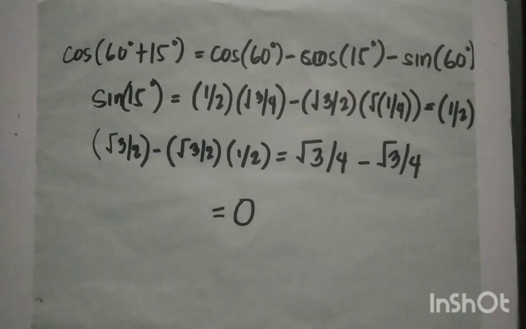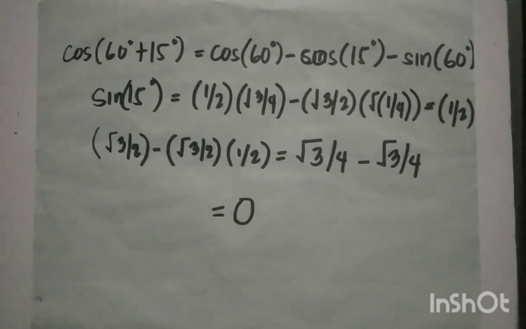Now, in summary, the sine of 75 degrees is 1 and the cosine of 75 degrees is 0. So that's the example of the sum and difference identity in sine and cosine, with the given of 75 degrees.